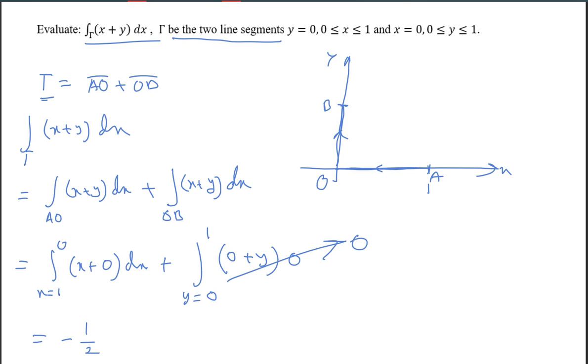Sir, can we consider it in the opposite direction, like from B to O and O to A?